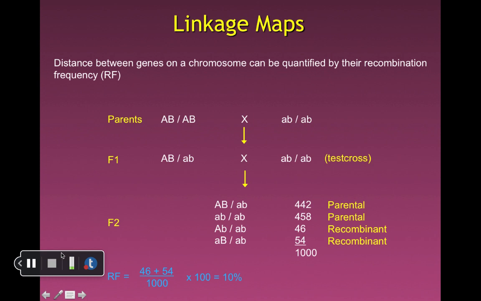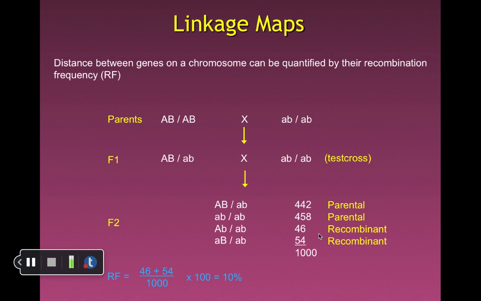So what we can do is get a relative sense of how far apart these two genes, A and B, are on a chromosome, just based on their recombination frequencies. To do this, it's fairly straightforward. You just take your total number of recombinants, so 46 plus 54, that gives you 100. Divide that by your total number of offspring, divided by 1,000, multiply by 100 just to convert it to a percentage, and that gives us, in this case, 10%. So we're saying that 10%, or 100 out of 1,000, of our offspring are due to recombinant crossing over events, or in other words, are recombinants.